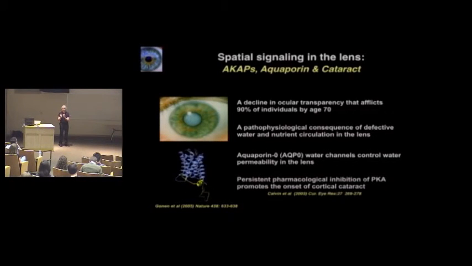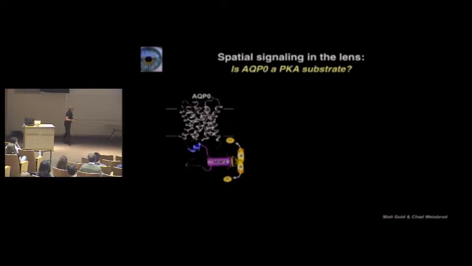And that's really where the story begins, because through many conversations with Tamir, we discussed this paper I discovered where persistent pharmacological inhibition of protein kinase A promotes the onset of cortical cataract. So inhibition of a phosphorylation event has pathophysiological consequences. We reasoned that there would be an AKAP involved, and to cut a very long story short, because this has been published, we identified the anchoring protein.